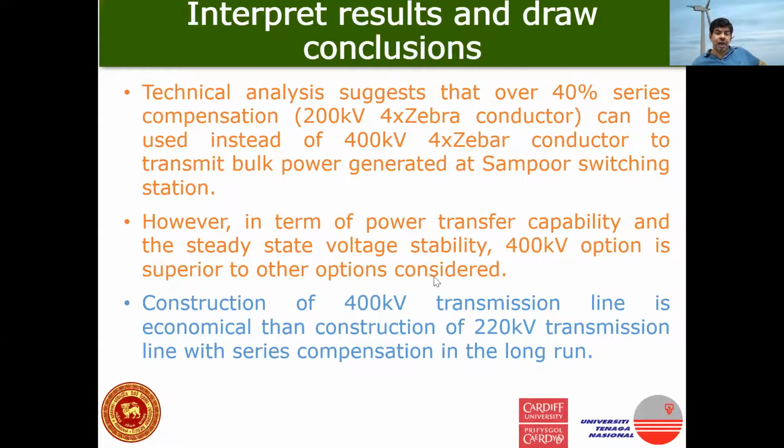However, it's not economical to go for 4 Zebra, sorry, this should be 220 kV with compensation because of the economic reason. So that justifies the original proposal by the CEB, but what I am showing you is a simple research study to support that justification. So you can simply see the sequence of events that took place in this systematic research design.